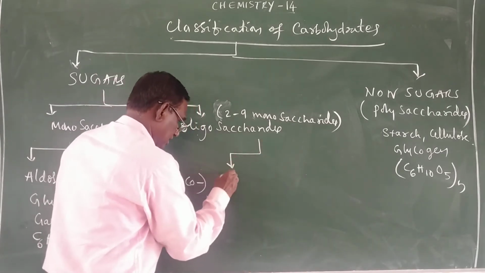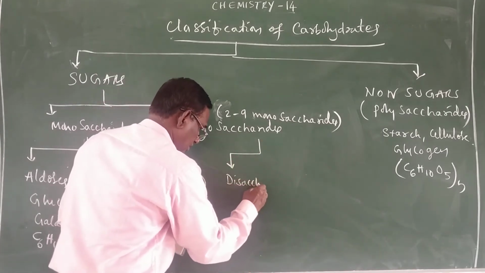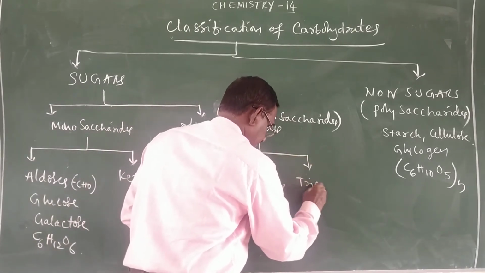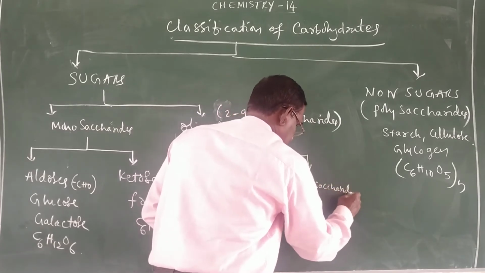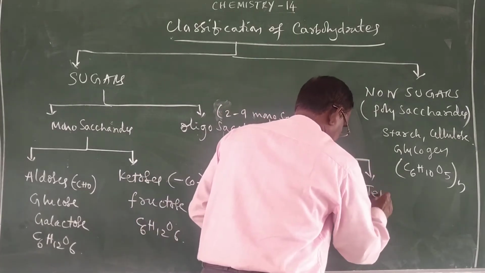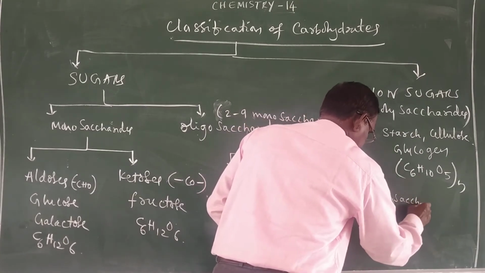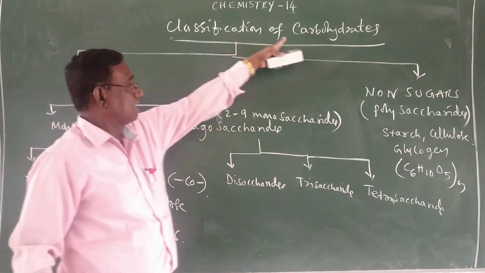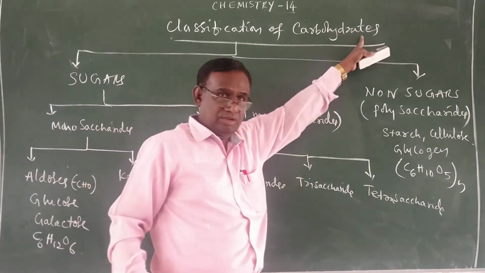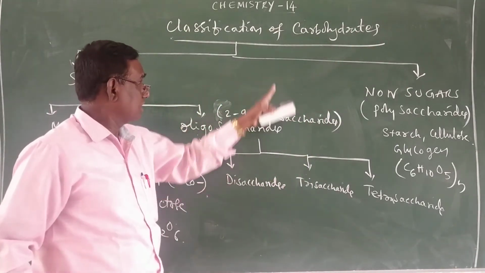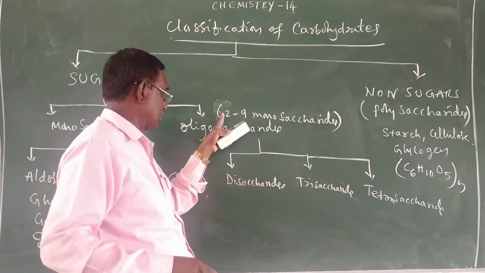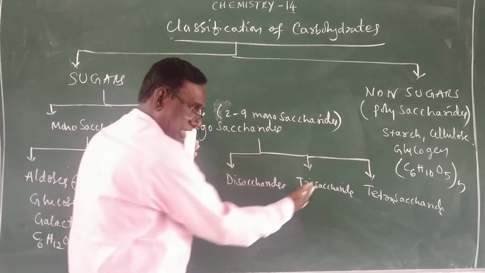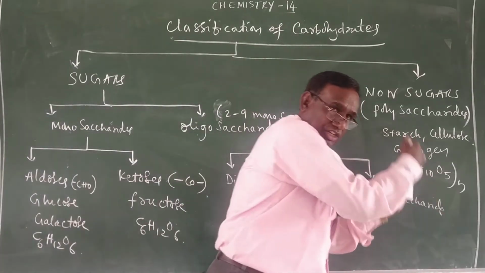One is disaccharide. Second one is trisaccharide. And then tetrasaccharide, etc. What are oligosaccharides? They are again carbohydrates. Whatever you take, those are nothing but carbohydrates originally. Oligosaccharides are the carbohydrates which contain 2 to 9 monosaccharides. Oligosaccharides are further classified into classes: disaccharides, trisaccharides, tetrasaccharides.